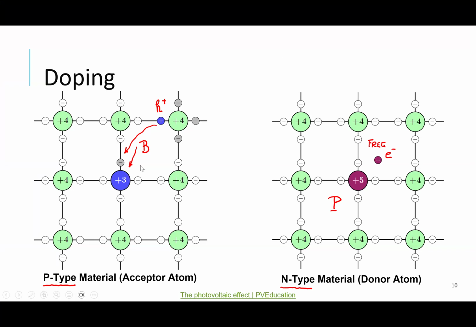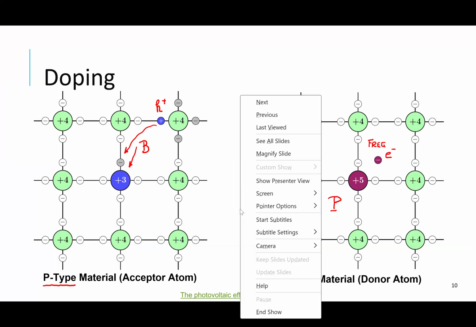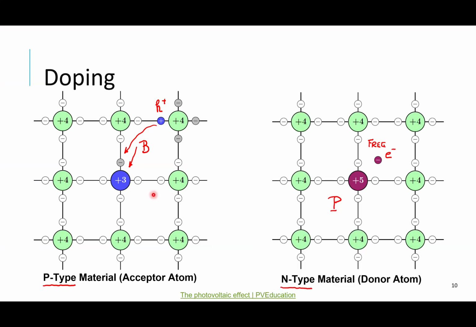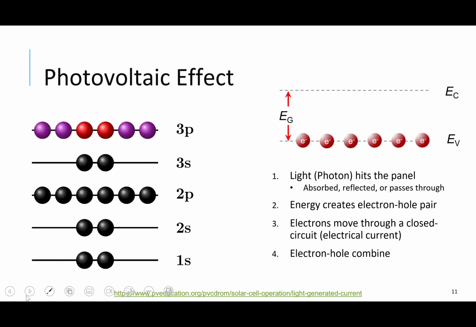So like we had said, this was all about how we go ahead and dope these materials so that we can get them to get those type of properties where we have a hole over here and we have a free electron. And so this is the photovoltaic effect here. Again, we'll illustrate it in a different way.